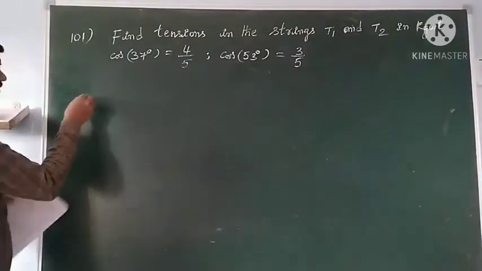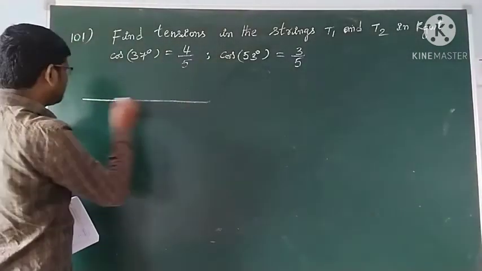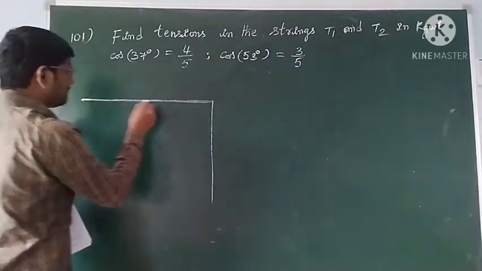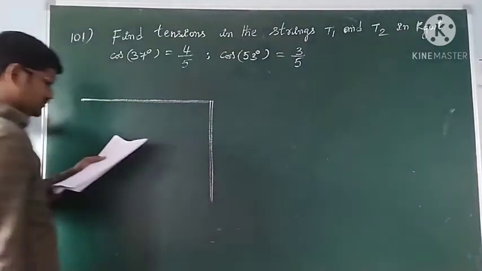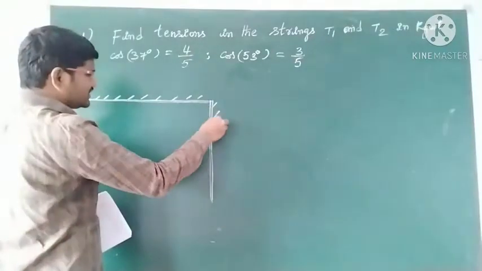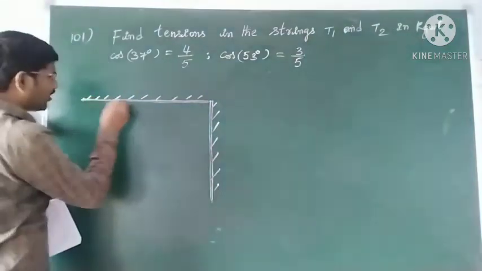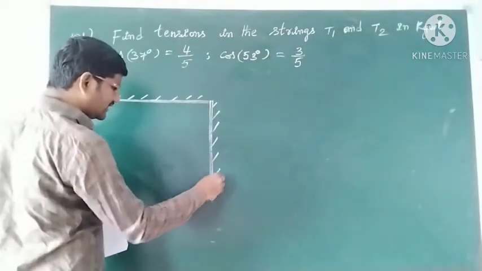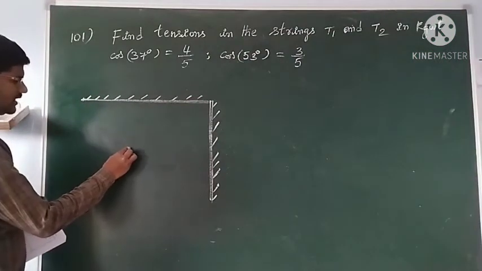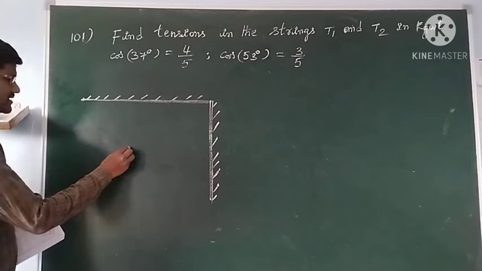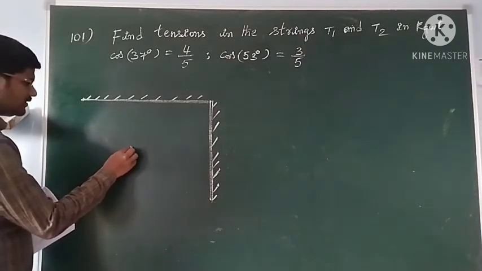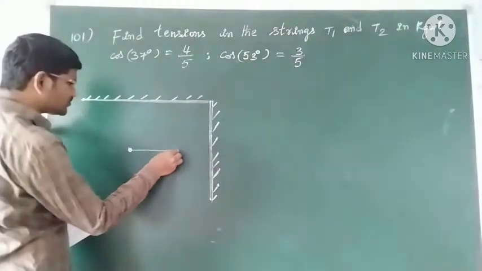See students, the diagram is given like this. This is a horizontal line and this is a vertical line, and this is a point. This is a particular point, and from here we connected a string.